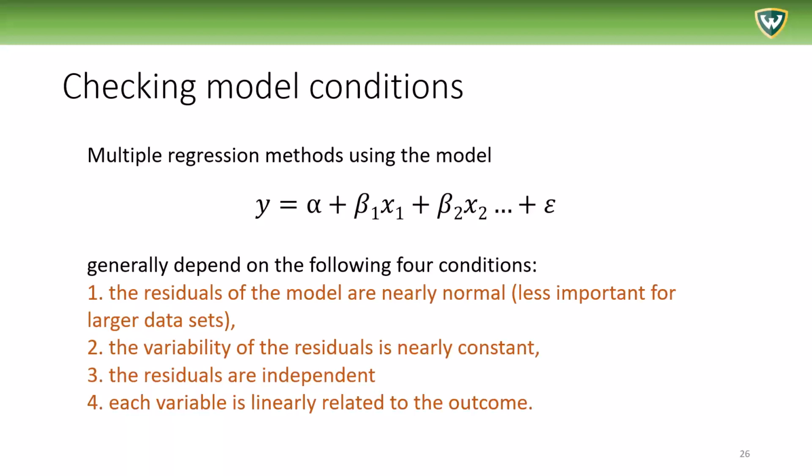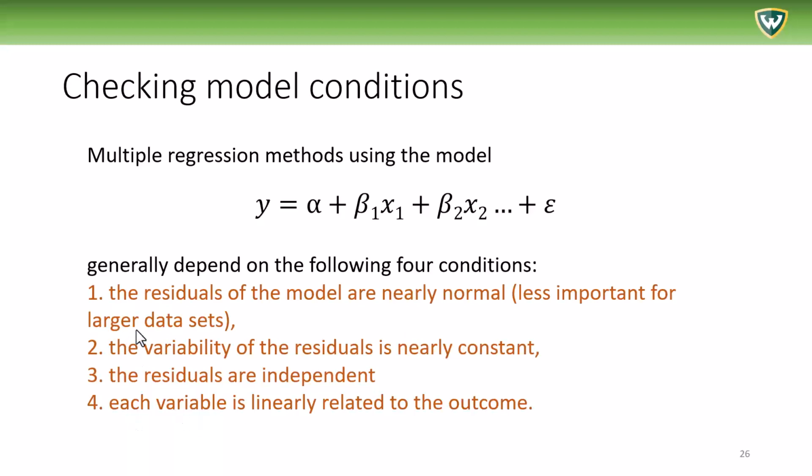Checking model conditions. When we are working with regression, there are a number of assumptions that we make about the quality of the data and the relationships in the data that we're modeling with this linear model. Generally, there are four main conditions that we need to make sure are there so our model actually is valid, makes sense, and it's not just numbers floating around on the screen.